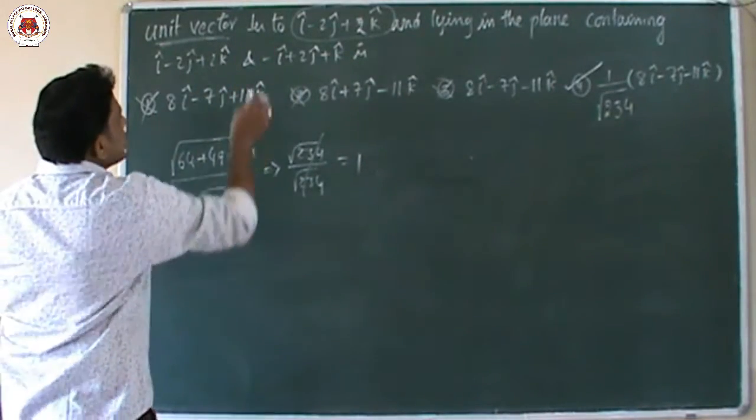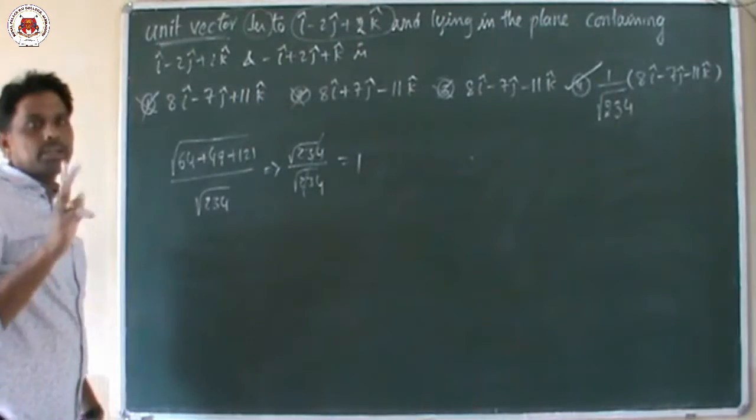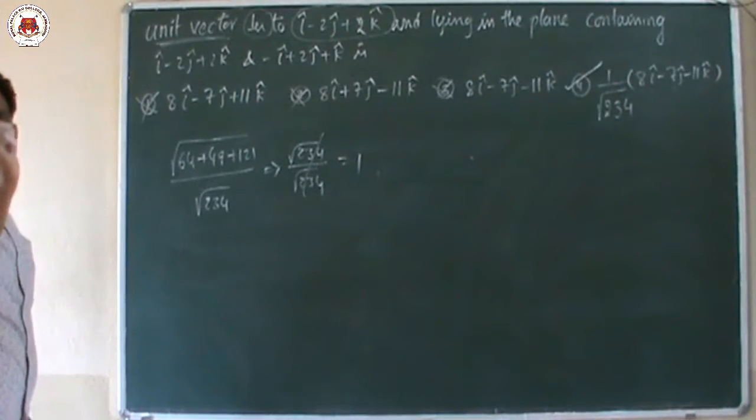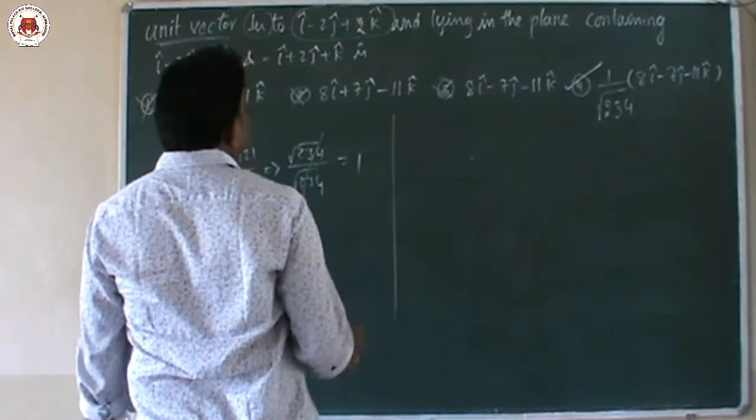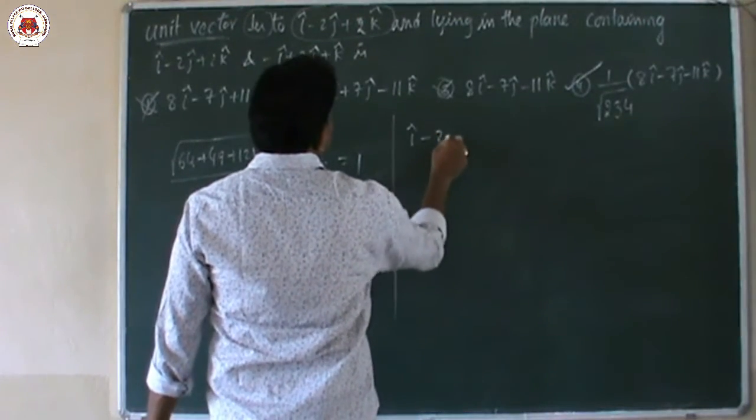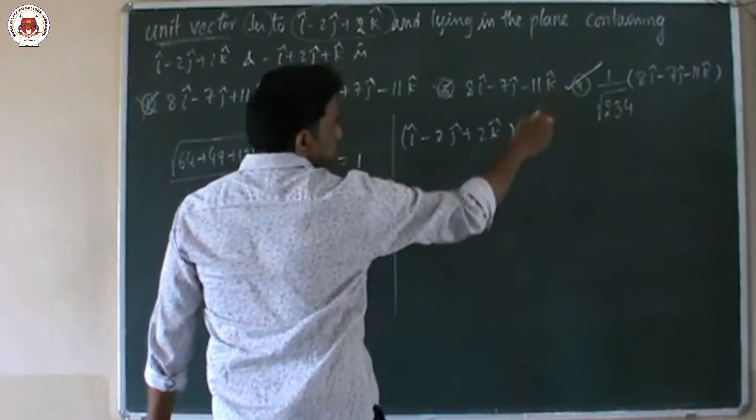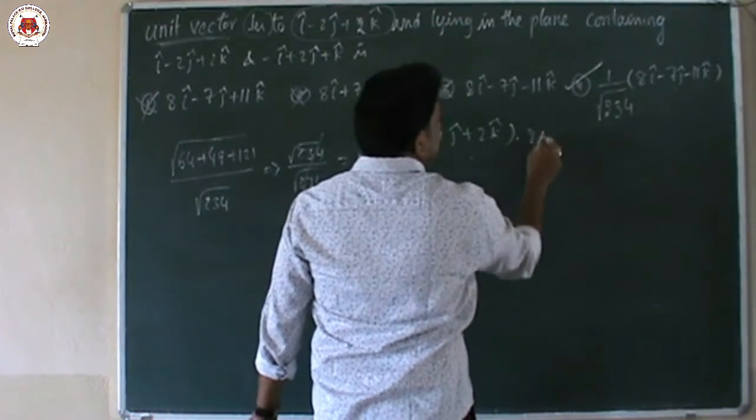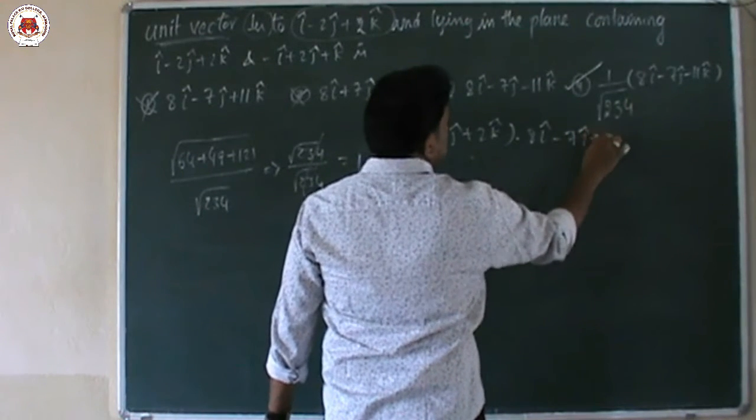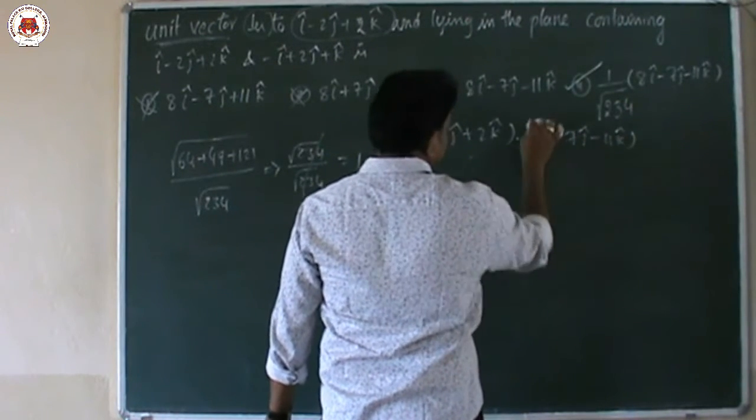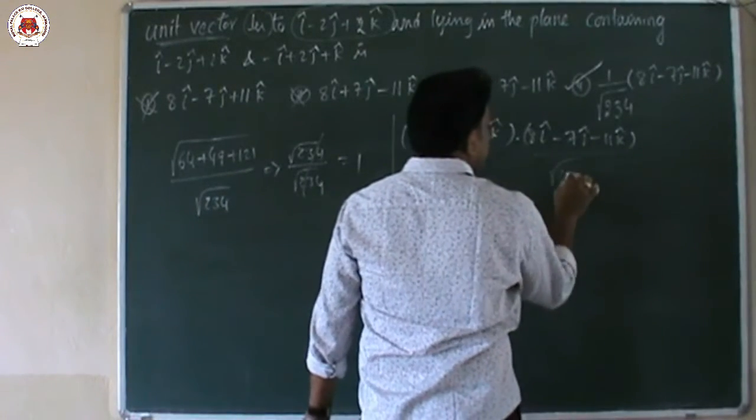What is that? He said this is the vector perpendicular to this vector. If two vectors are perpendicular, definitely their dot product equals 0. So if two vectors are perpendicular, then their dot product equals 0. First vector is i cap minus 2j cap plus 2k cap. This one, dot product of this one, no need to write the real number, and scalar only, we want the vector. So write down this one: 8 i cap minus 7 j cap minus 11 k cap, by square root of 234.